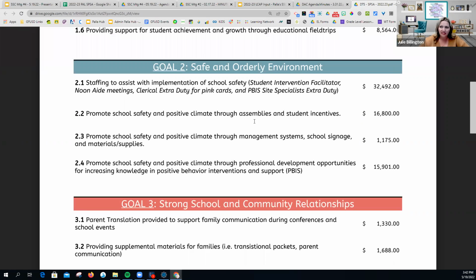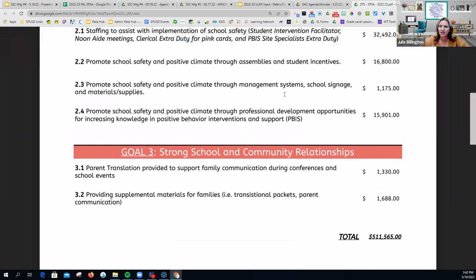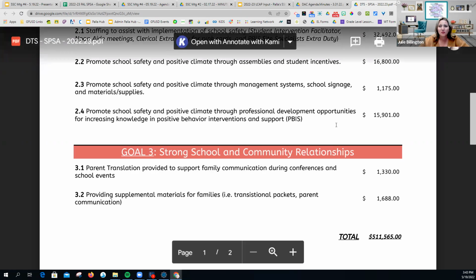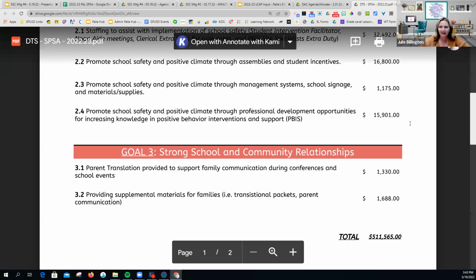And then the assemblies, the student incentives, so promoting that safety and positive culture at our school, that's the money allocated in that action. And then I also have the different management systems, the school signage, materials and supplies. So if you were on campus yesterday, you saw the pause that we have on our windows and different posters and different things that are out. So it's that type of thing with our positive. So all of this has to do with school safety and positive school culture, or school climate is what they call it. And then also the last one would be any kind of professional development that's needed with our staff, our teachers, increasing their knowledge of all of those different things and supports in place. And so that's the money allocated for that.